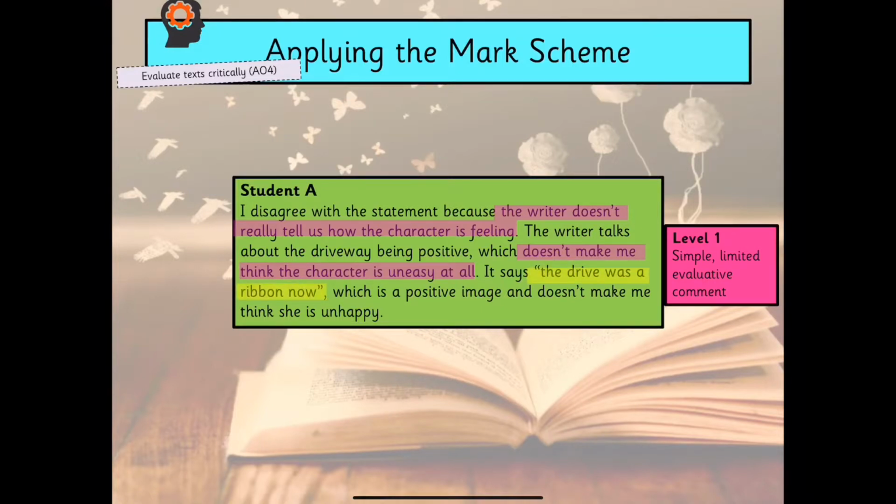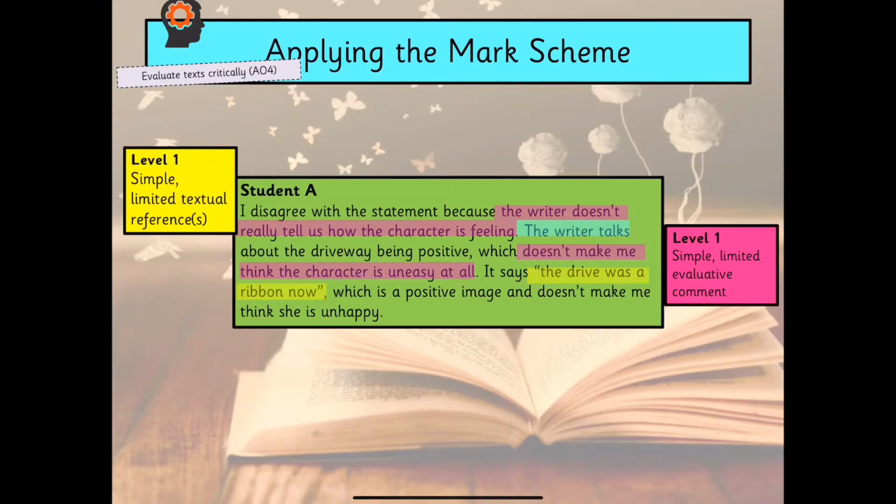In terms of evidence, we've got one quotation in there, "the drive was a ribbon now." It is there, it's a quotation, but it is just the one, and it is very simple. It's not necessarily integrated into their answer particularly well, and I don't get the sense that it adds to the answer all that much. In terms of terminology or writer's methods, the only thing that can really be said for this answer is that there is an awareness that the writer is making a deliberate choice. That word "talks", though, is a little bit problematic, as the writer isn't talking at all, they are writing. However, the meaning that the student's trying to communicate is that the writer has chosen language about the driveway.